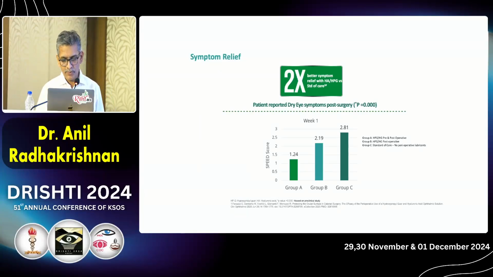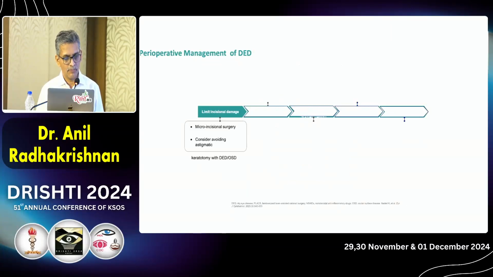And group B, in which they used dry eye medications after surgery, and group 3, in which it was used pre-operatively. You can see that the SPEED scores are less in people in whom pre-operative medications are used. I think most of these studies are industry sponsored, but still there are some data which say that preoperative usage is helpful in quite a few patients.